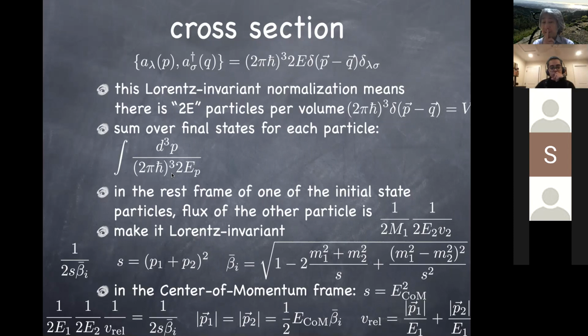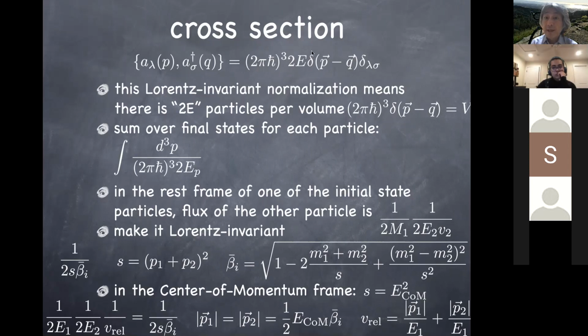Does that answer your question, Hill? Yeah, I guess I'm just confused about this interpretation of having 2E particles per this volume defined by a delta function. Right. So this (2 pi h bar) cubed delta function, roughly speaking, has this meaning of the volume, in the same way that in Fermi's golden rule, the 2 pi h bar times the energy delta function had the meaning of a time interval.